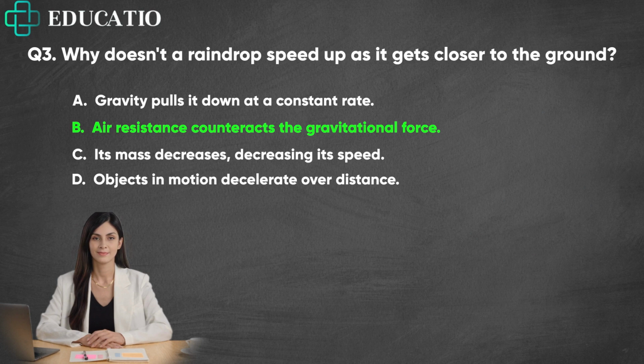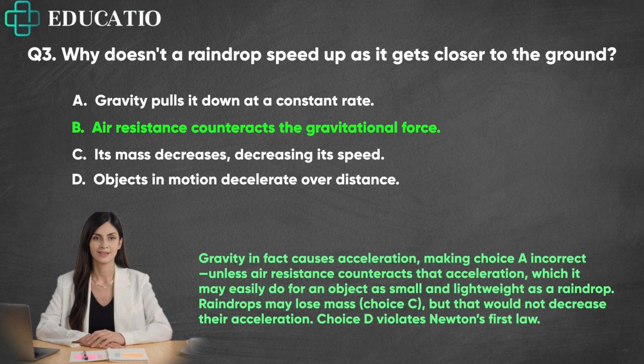Answer. B. Explanation. Gravity in fact causes acceleration, making choice A incorrect, unless air resistance counteracts that acceleration, which it may easily do for an object as small and lightweight as a raindrop. Raindrops may lose mass, choice C, but that would not decrease their acceleration. Choice D violates Newton's first law.